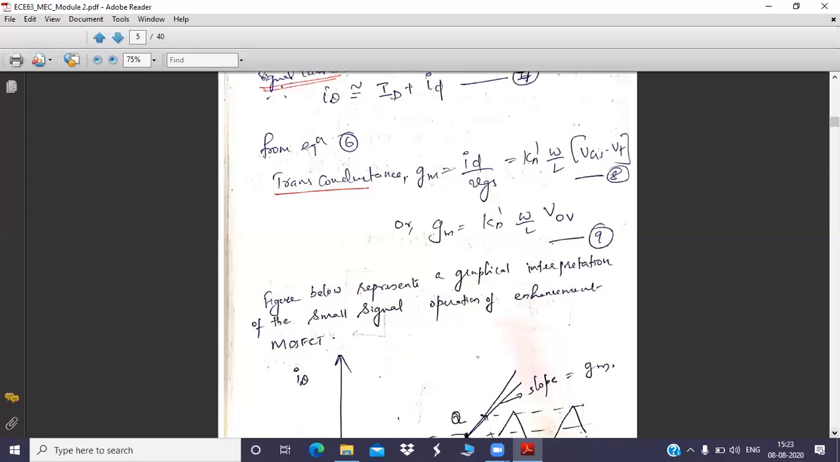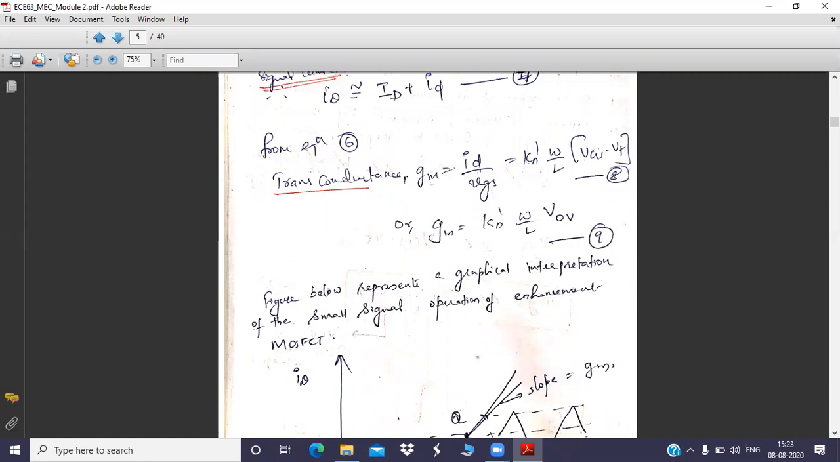Okay. Transconductance means output current divided by input voltage. Output current is the drain current, input voltage is VGS. Now how are you going to get this particular equation? This is the equation for this.